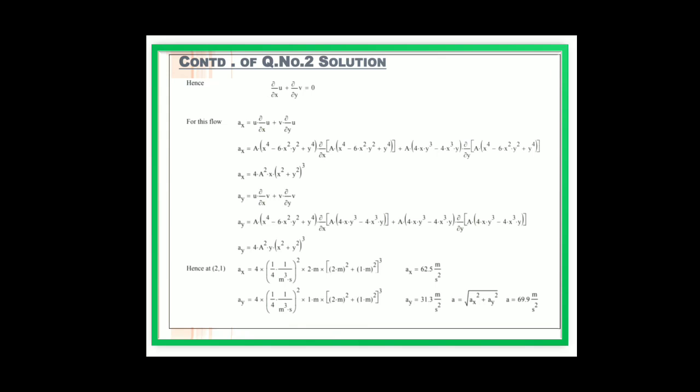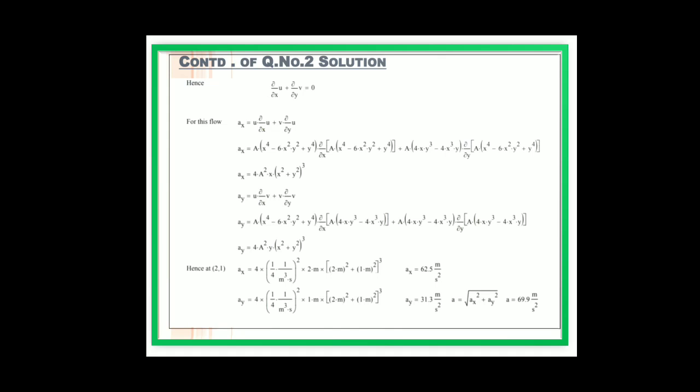Then we know the point is given as (2, 1), and we need to solve it. ax = 4 × (1/4 per meter cubed per second) squared × 2 m × ((2 m)^2 + (1 m)^2)^3. Then the solution is ax = 62.5 meter per second square.